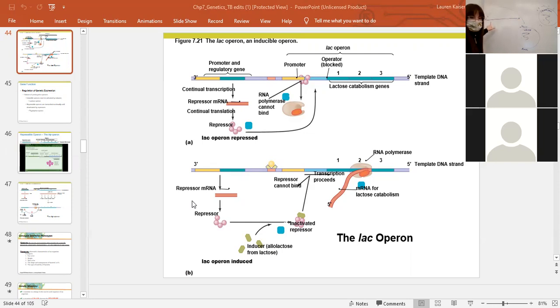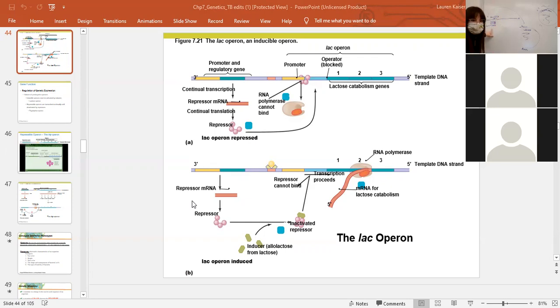So we have this regulatory gene in here, right? This is our regulatory gene. It has repressor mRNA, and this is being continuously made. Cellular repressor mRNA being constantly made is what's keeping our operon completely repressed. There's nothing stopping it. It's being transcribed and translated all the time. The gene goes from transcription, repressor mRNA, translation, and makes this repressor.